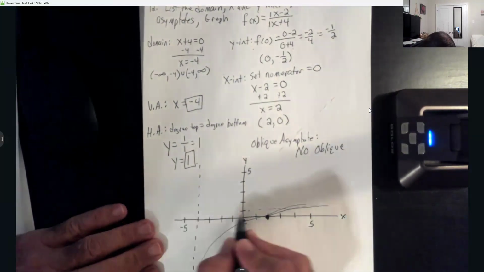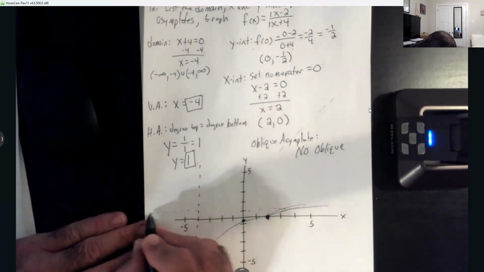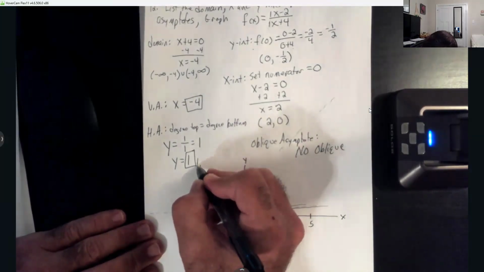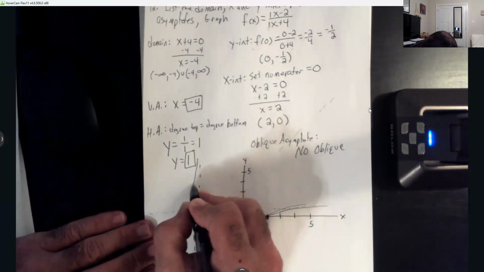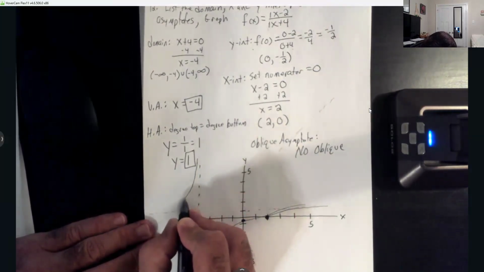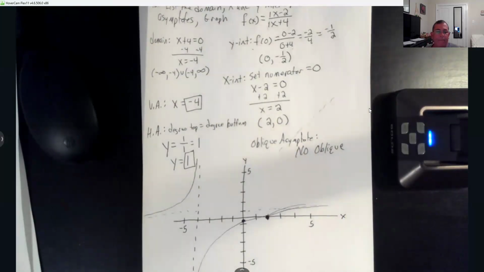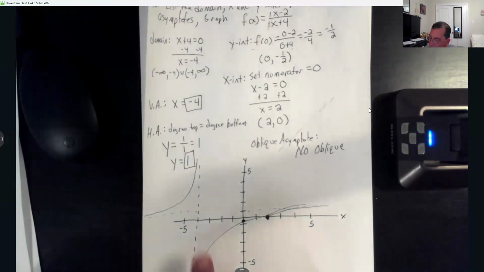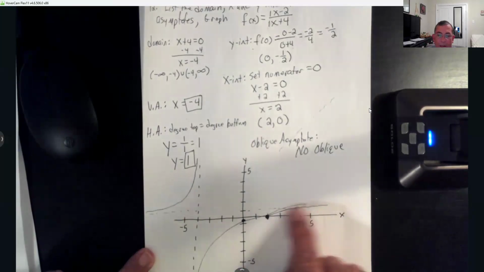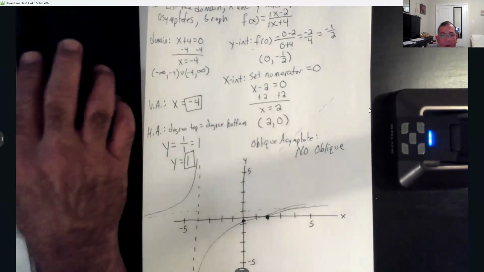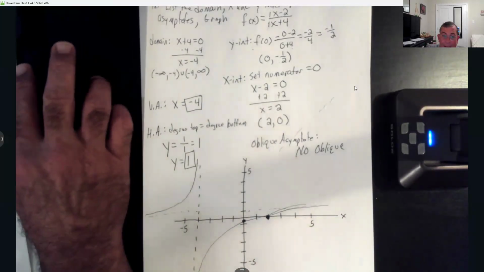And y'all ought to do the same thing over here. This side will come in from the top, come down, and it's going to try to get to that 1 as it goes towards those infinities, okay? So let me graph this real quick and we'll verify.